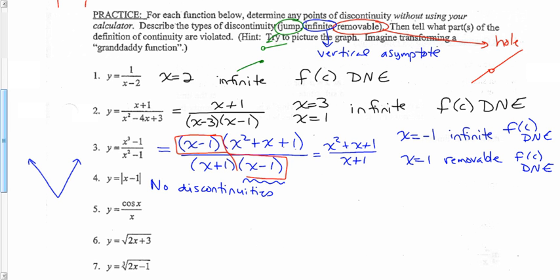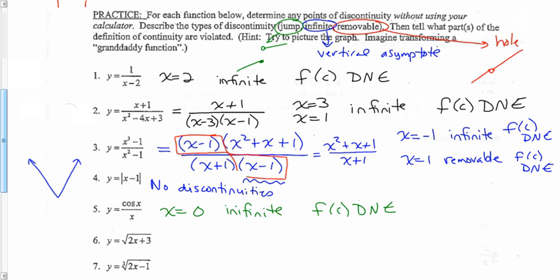The next one, I have cosine x over x. I can't simplify this fraction and get that x out, which means the discontinuity is going to happen at x is equal to 0 because I have 0 in the denominator, which means that is an infinite discontinuity. And again, we're back to f of c does not exist.